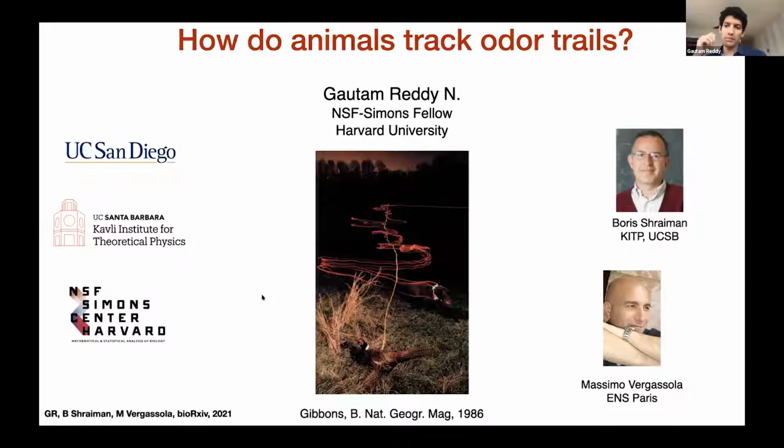This talk is going to be about how animals track odor trails. What I mean by this is how animals track surface-borne odor trails, like the kind that you'd expect dogs, ants, or rodents to track. For example, here you see this beautiful photograph, a long exposure shot of a dog tracking a pheasant trail. Basically this bird has been dragged along this yellow line, and you can see the dog zigzagging around it. That's what we want to understand.